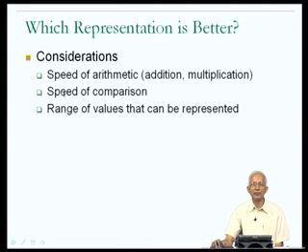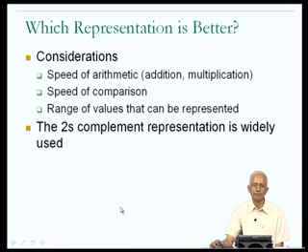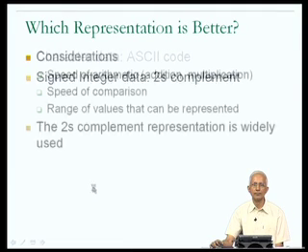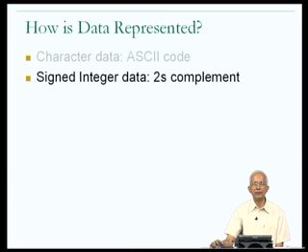As it happens, the speed of arithmetic and comparison is also superior, for which reason the 2's complement representation has become the more popular of the two that we have seen. Right, so the 2's complement representation is very widely used in digital computers for the representation of signed integers. Okay. Now with this we have seen that character data is represented almost universally using the ASCII code, and that signed integer data is represented most widely using the 2's complement representation.